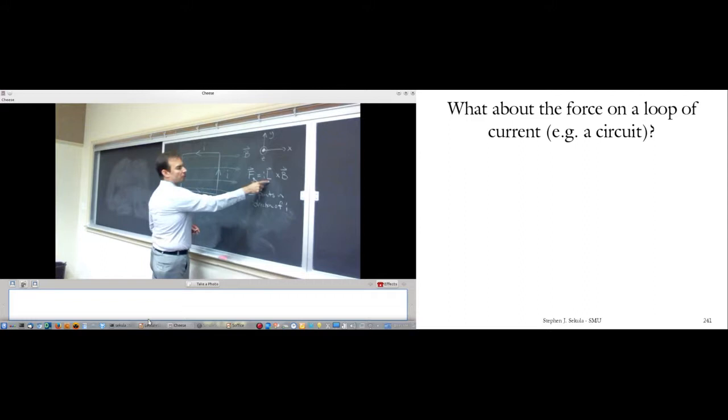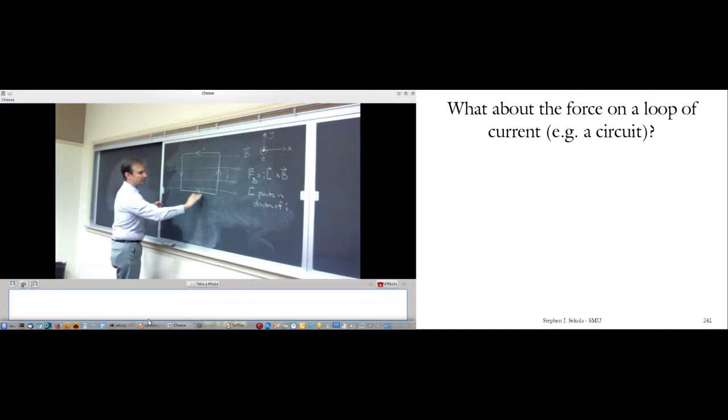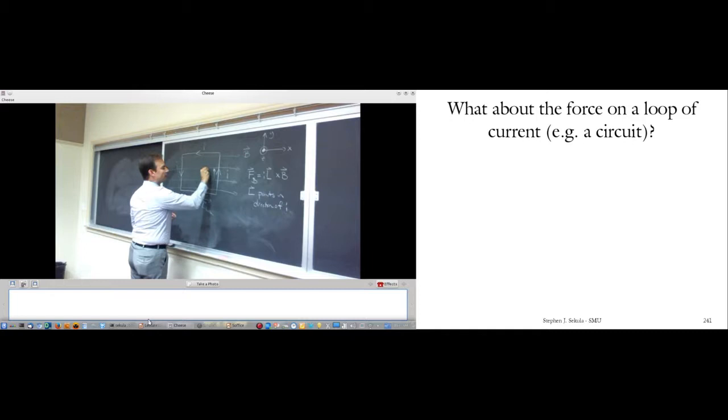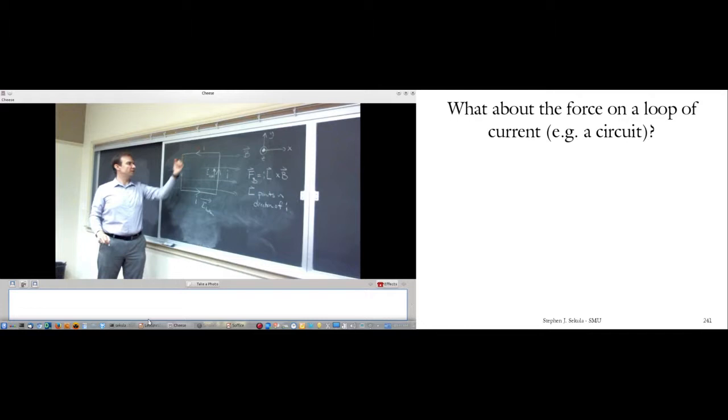So for instance, if we were to look at this loop of current that I've drawn here, the bottom section points to the right. So down in this section, the L vector for the bottom points to the right. For this section over here, the L vector for the right-hand side points up. And then on the top it points to the left, and on the left it points down. So the L vector is just following the current direction in each section of this square loop that I've drawn here. We'll call this a square loop, just to keep it simple.